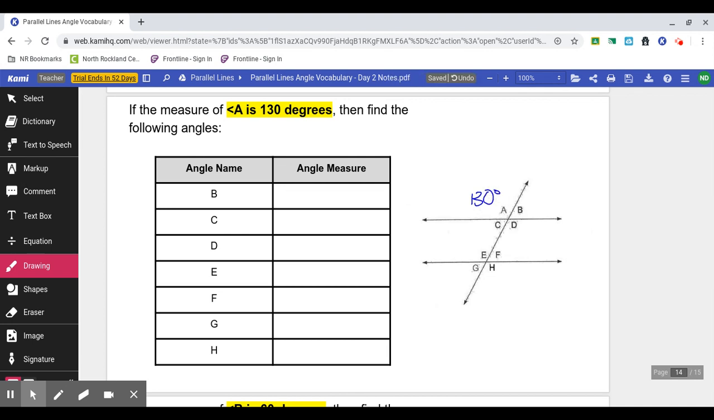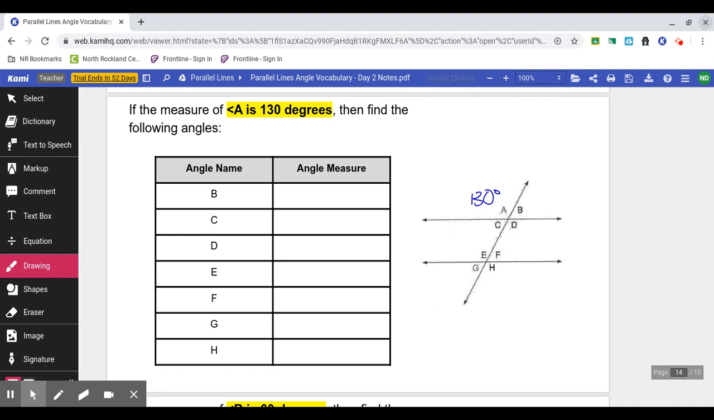Now, there are a bunch of different ways you guys can find the measure of angle B, C, D, E, F, G, and H. Okay, I'm going to probably go the easiest route, but if you want to go a different route, when you guys do these practice problems, by all means, go for it. Okay, so I know angle A is 130 degrees.